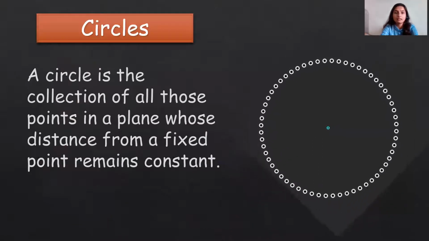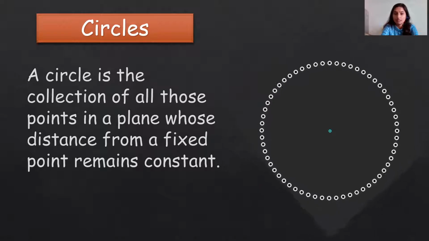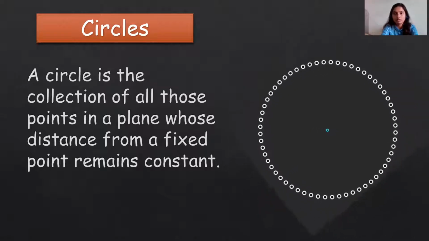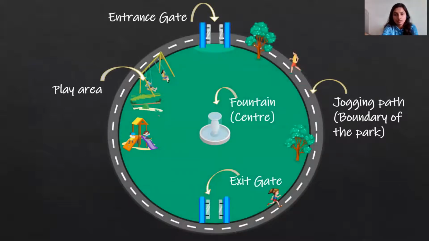So we can say a circle is a collection of all the points in a plane whose distance from a fixed point remains constant. So let's learn more about circle using this example of a circular park.